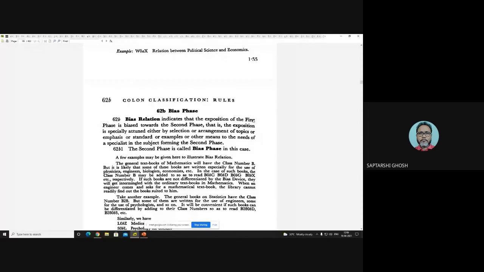Now see bias. This indicates the exposition. First phase is biased towards second, and the second phase is the biased phase. Now see. Medical jurisprudence means what? That is medical science, at the same time law. Psychology for doctors, biased. So here you see S, psychology, S and L, psychology for doctors, then S, 0, B, general phase relation, that is the bias phase, B is the notation for bias. And labor economics, here you see this is the total number of labor economics, X colon 9, then 0, B, this is the YZ, social workers.